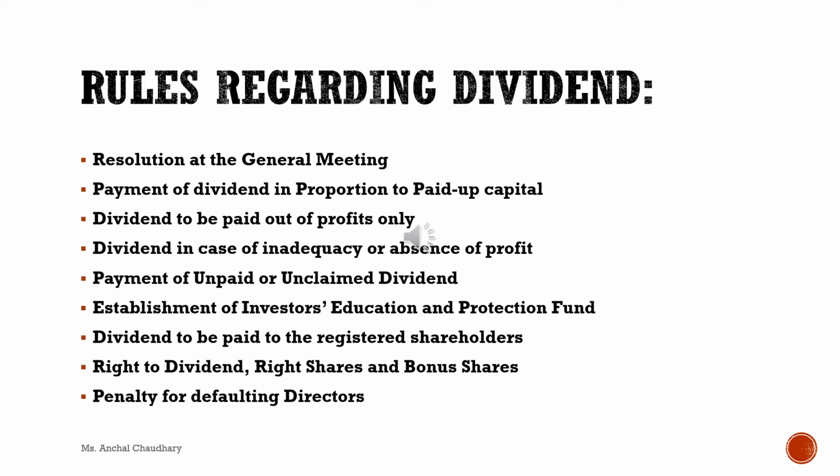Then next, dividend must be paid in proportion to the nominal value of shares or in proportion to the paid up capital. So there are only two methods by which you can pay the dividend. First is the nominal value of shares, or second, the paid up capital. These are the two methods by which you can determine the amount of dividend.